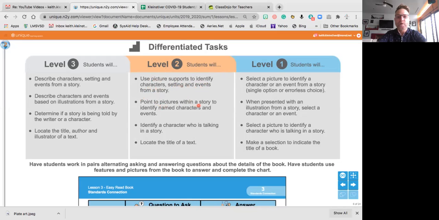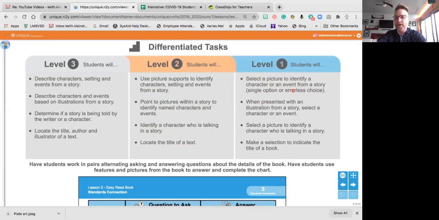Point to a picture within a story to identify named characters and events. Identify a character who is talking in a story. Locate the title of a text. Level 1 students will select a picture to identify a character or an event from the story. Single option or errorless correction.